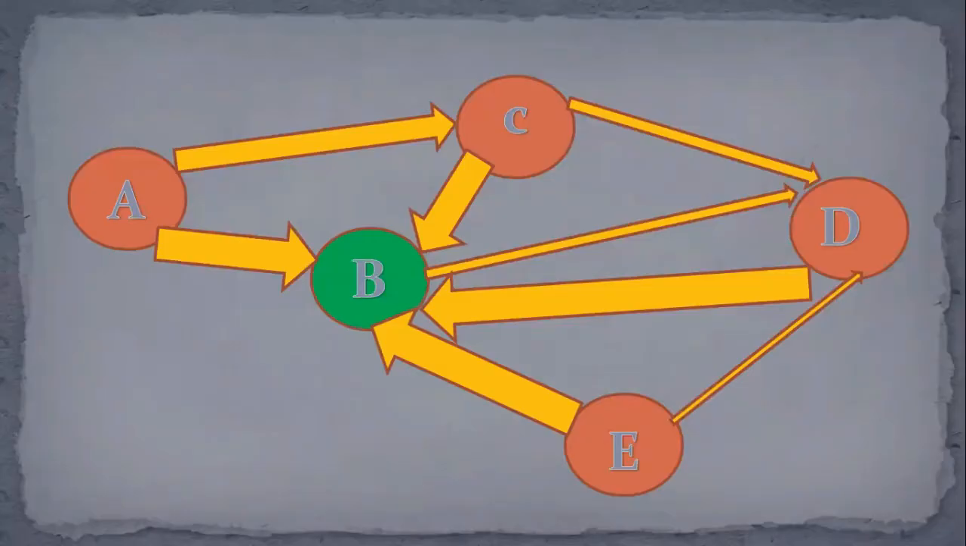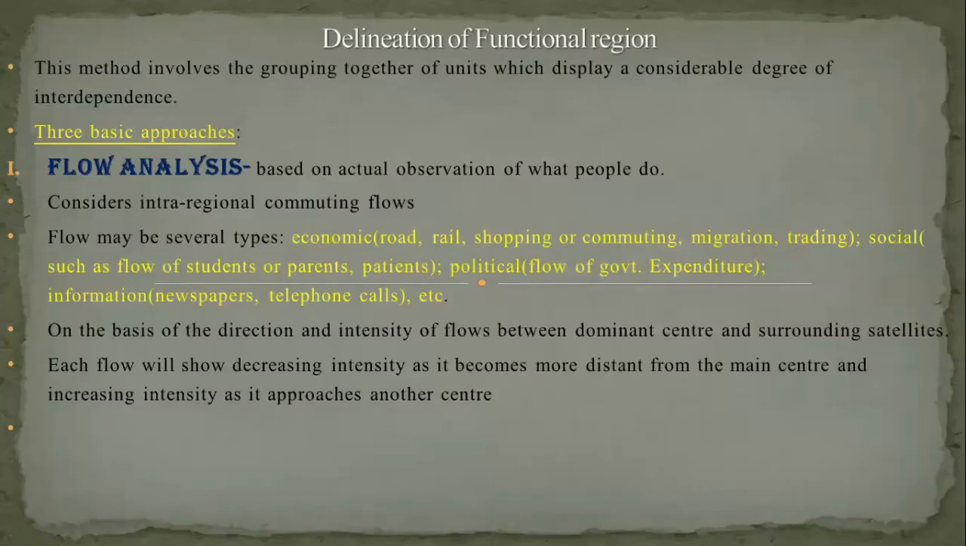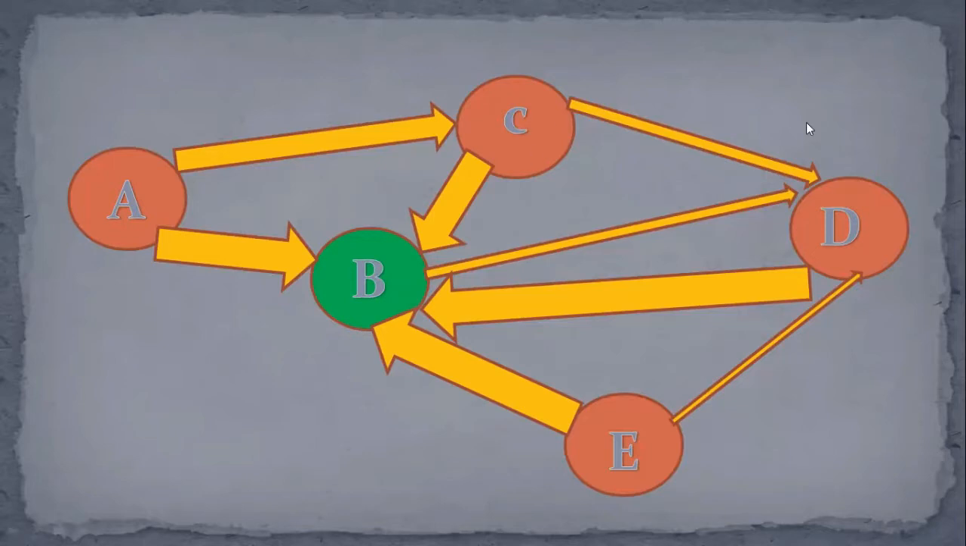So here I have taken certain places: A, B, C, D and E. So 5 places I have taken. These are all maybe regions. From here you see from A to B, A to C, etc. So there is communication between each and every one of these various regions.